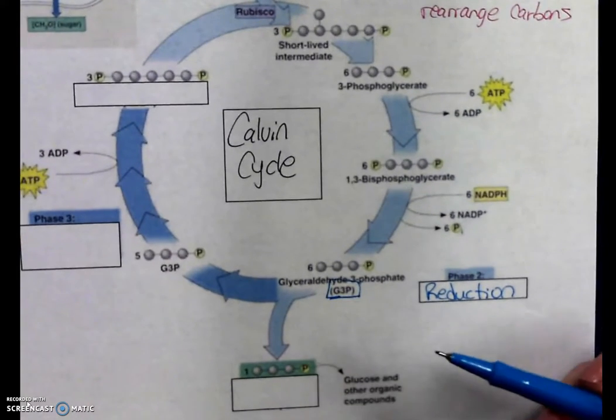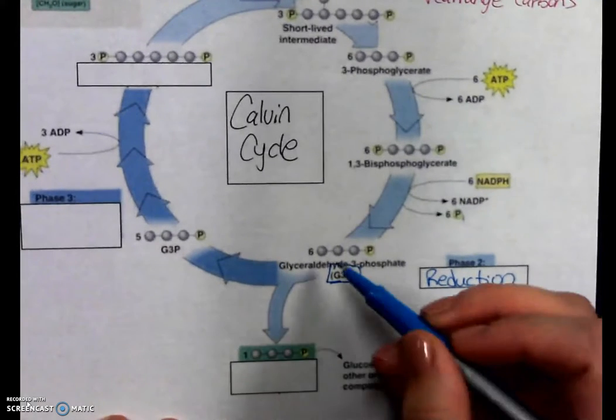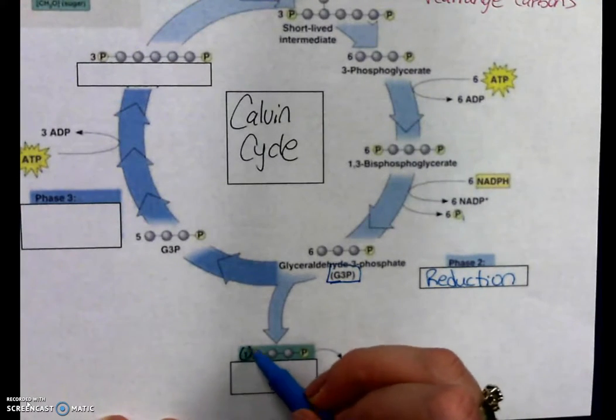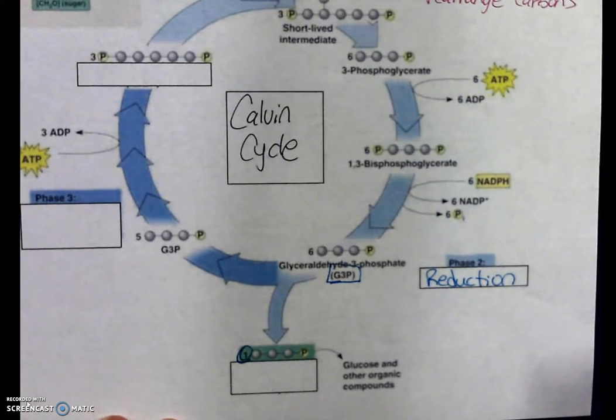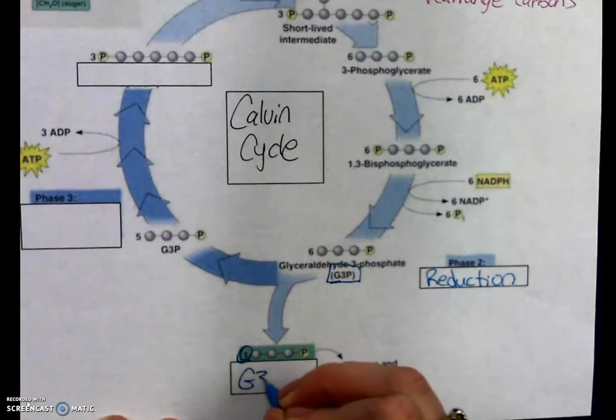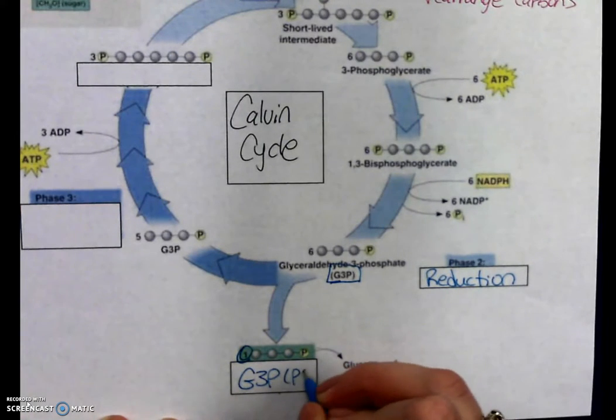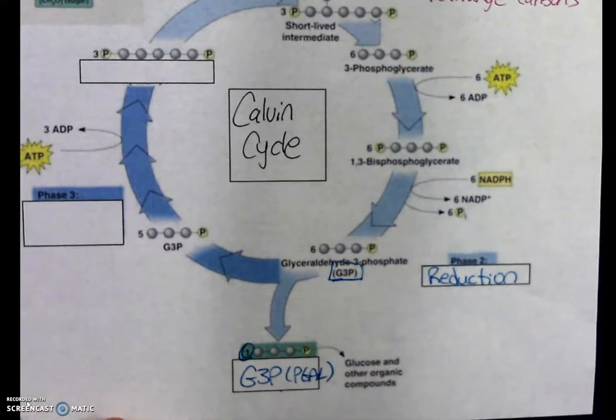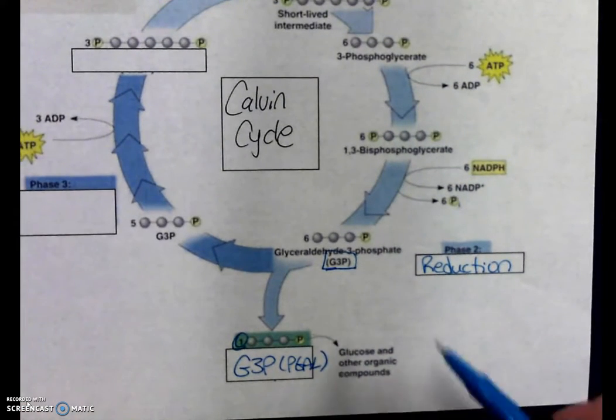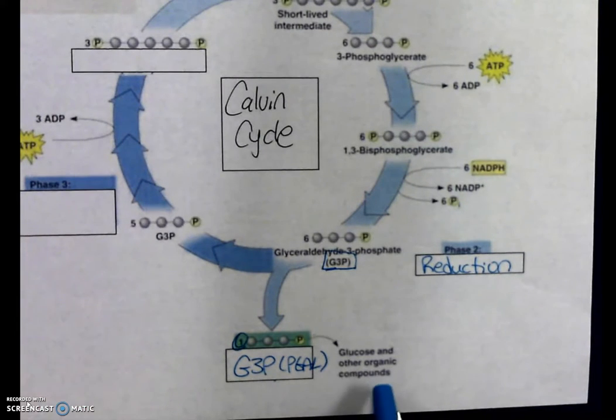Remember that 6 of those are made. One of them, right here, one of them will leave. This is that G3P or PGAL molecule here that's leaving. That goes through another series of changes to ultimately become glucose. We don't get into the details of how that becomes glucose, but it is ready at this point to be made into a glucose molecule.